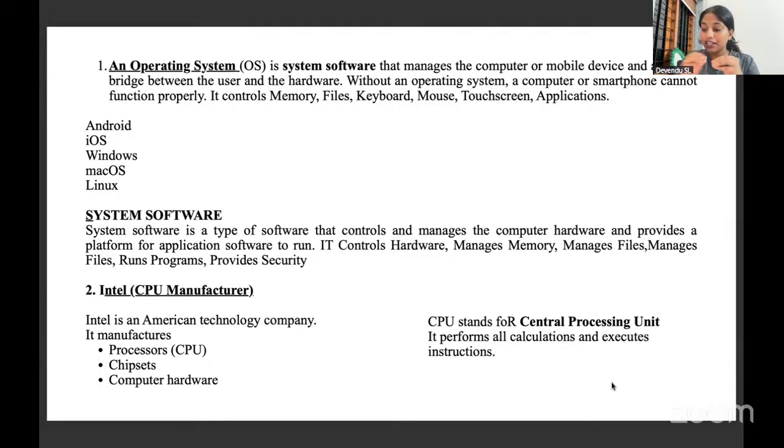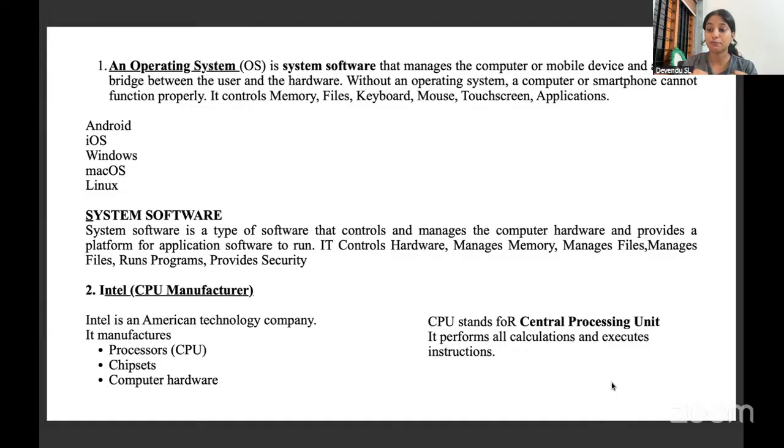Application software, the apps, cannot run directly. System software loads into memory. Like when you open Microsoft Word, the operating system loads into RAM. That's how it works. It has other functions like providing security and managing files. So I hope you now understand what an operating system and a system software are. A computer does not work without an operating system or system software. A computer is just a computer. We cannot use any applications or software without a system software and operating system.